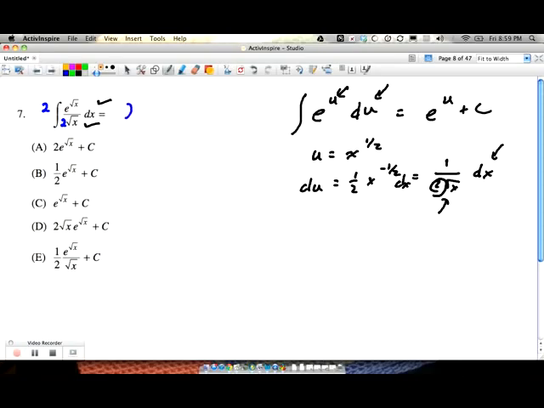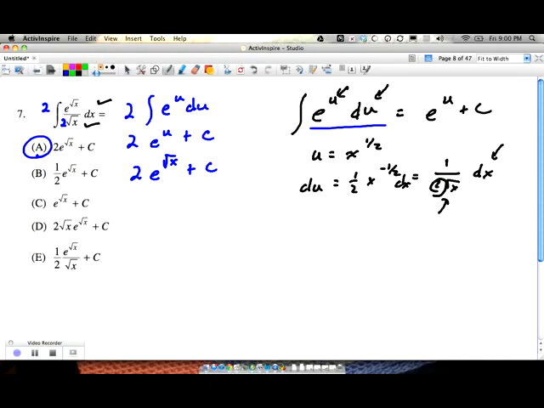So this is really equal to 2 times the integral of e to the u du. But I know what the integral of e to the u du is. It's e to the u plus c. So this is 2 times e to the u plus c, which is really going to be 2 times e to the square root of x plus c, which would be A.